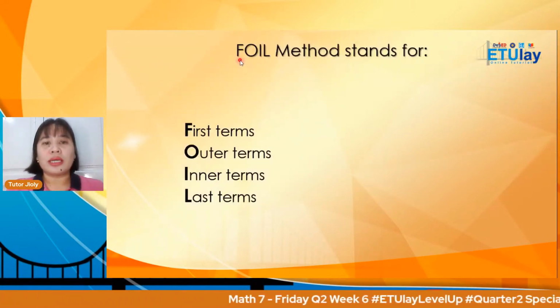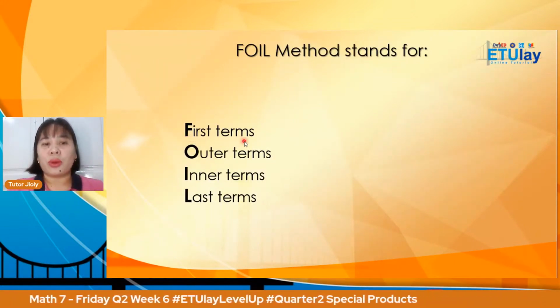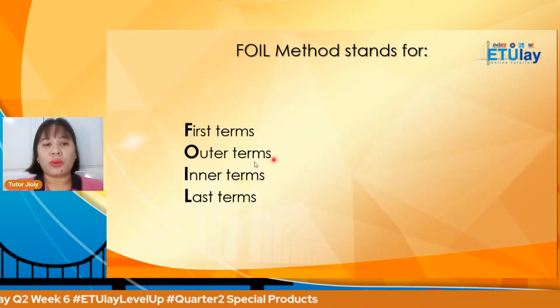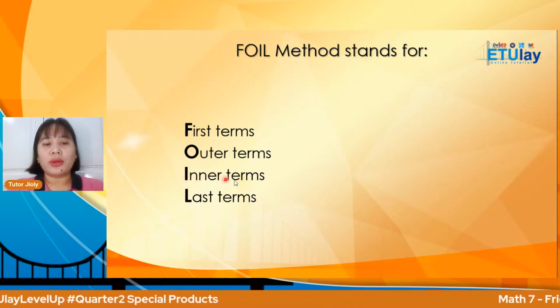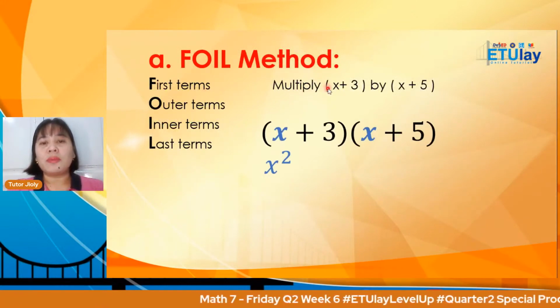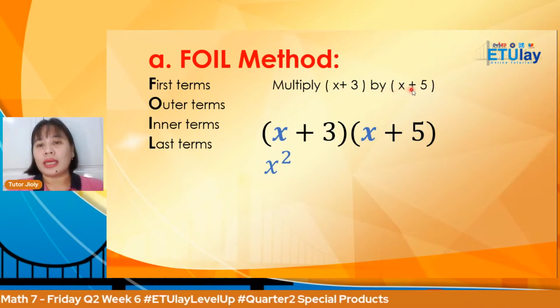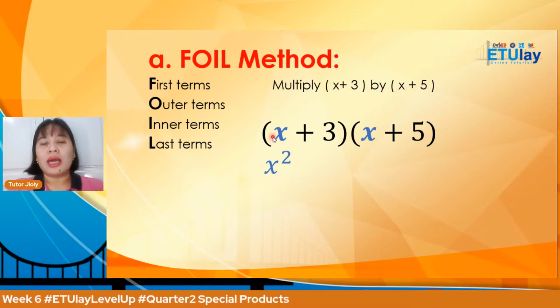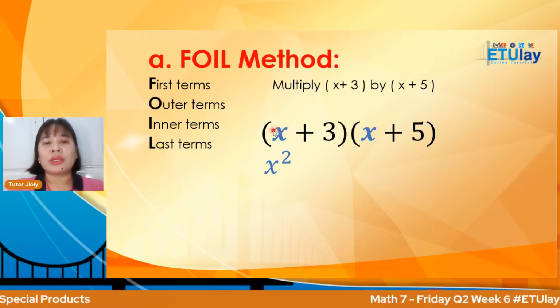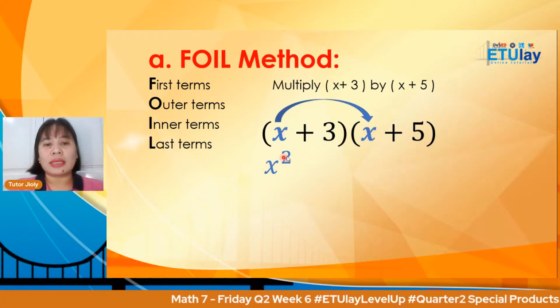So, the first one is FOIL method. FOIL stands for F is the first terms, O, outer terms, I, inner terms, and L, last terms. So, we try to multiply the quantity x plus 3 by the quantity x plus 5. Okay, so we have our x here, that is our first term. So x times x is x raised to 2.